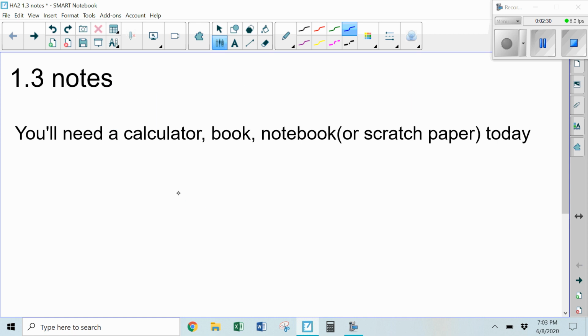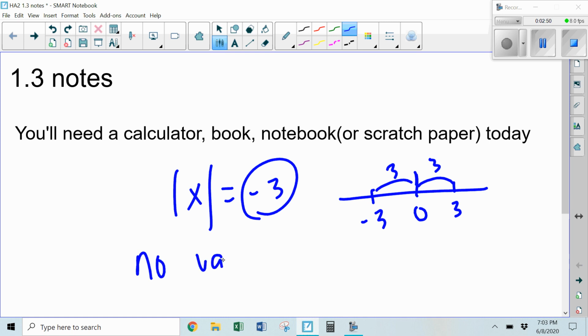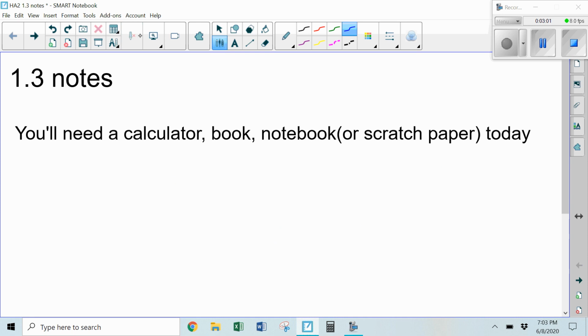But I have no answers. Absolute value of x equals negative 3. What has a distance of negative 3 from 0? Well, 3 has a distance of 3. Negative 3 has a distance of 3. Who has a negative distance? Nobody does. So there are no values for x, or no solutions for x. We can get two answers, one answer, that's rare, or no answers.